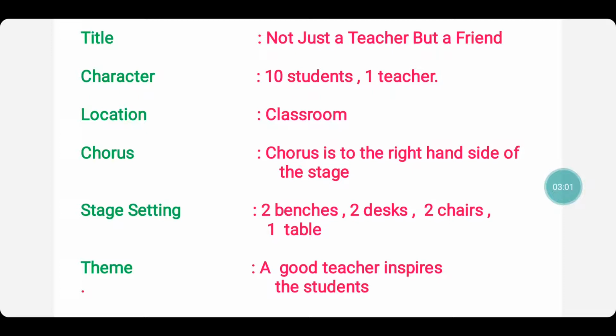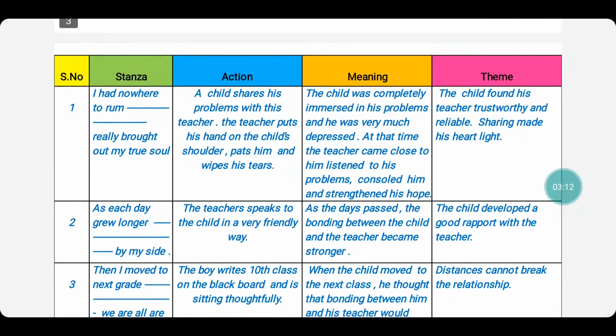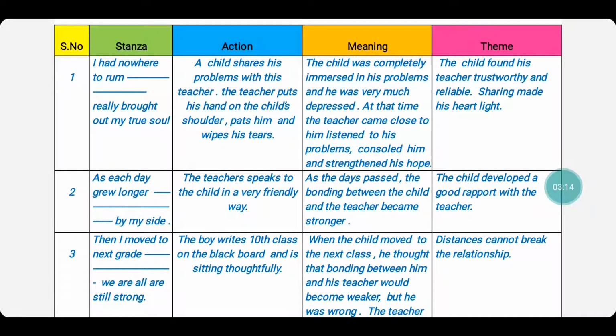Theme. Theme is the central idea of the entire poem. A good teacher inspires the students. That's what is the theme on which the entire poem revolves. So here, as I told you, I have included one more column, that is action column. Now let me read the first stanza for you.